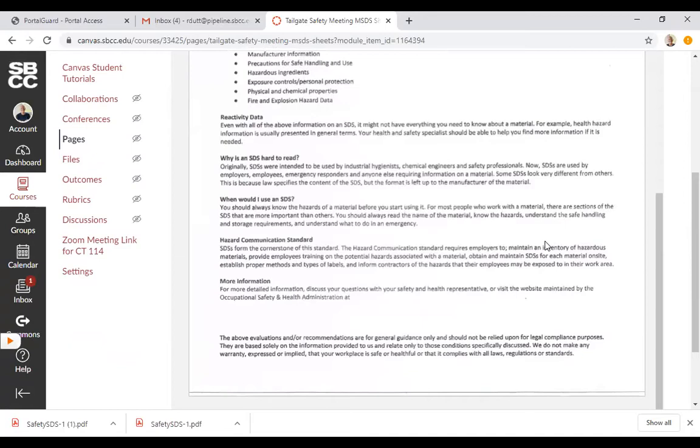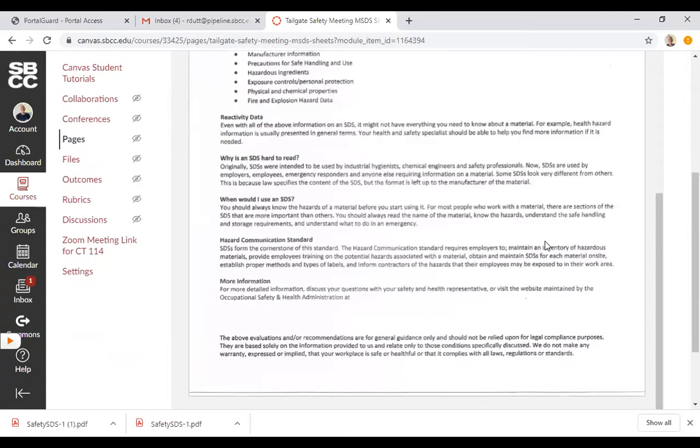When would I use an SDS? You should always know the hazards of a material before you start using it. For most people who work with material, I can't see that part. With SDS that are more important than others, you should always read the name of the material, know the hazards, understand the safe handling and storage requirements, and understand what to do in an emergency.